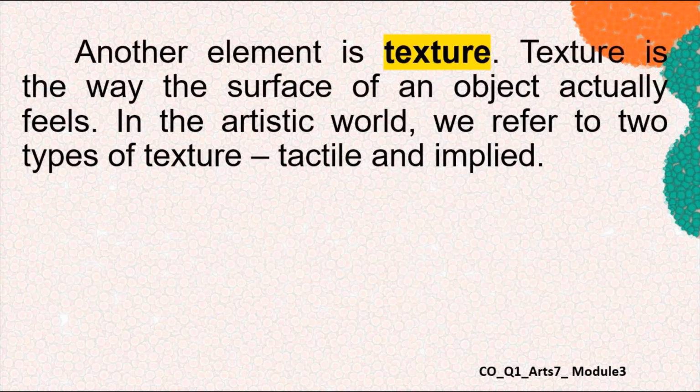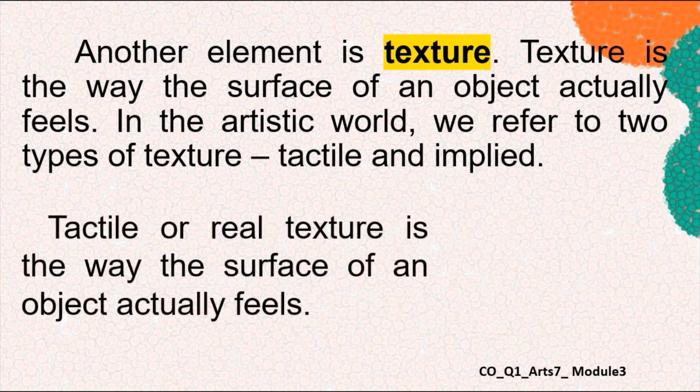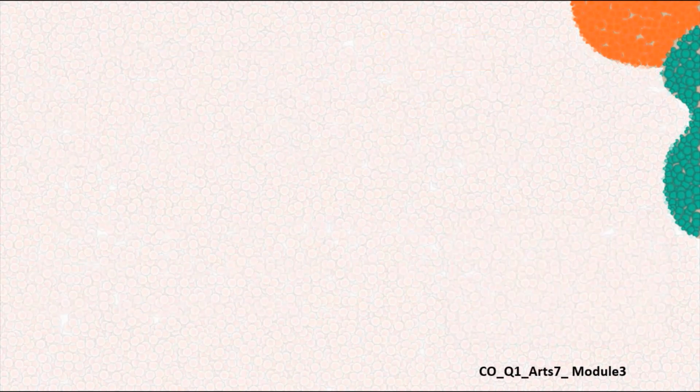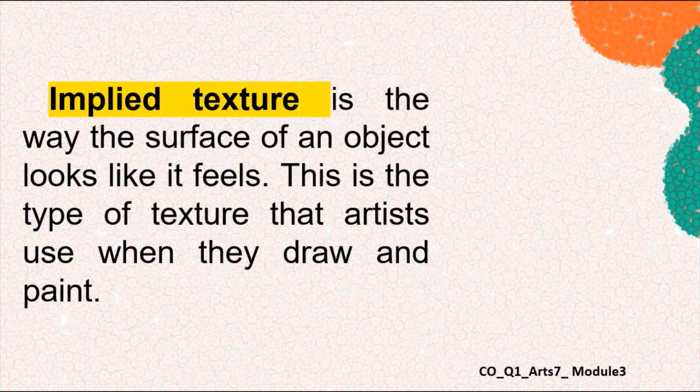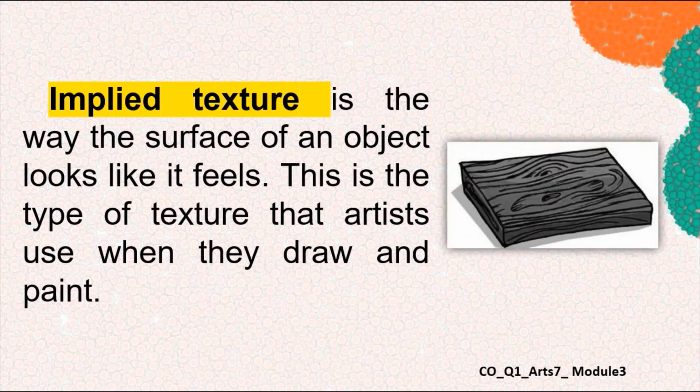Another element is texture. Texture is the way the surface of an object actually feels. In the artistic world, we refer to 2 types of texture, tactile and implied. Tactile or real texture is the way the surface of an object actually feels. Implied texture is the way the surface of an object looks like it feels. This is the type of texture that artists use when they draw and paint.